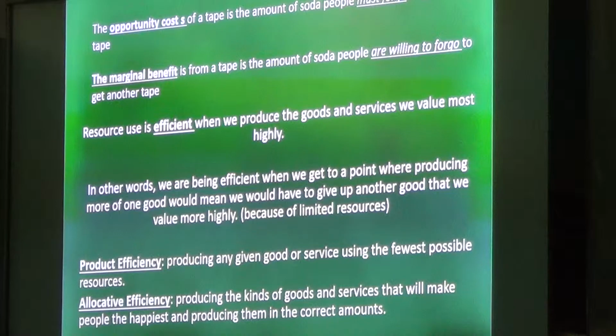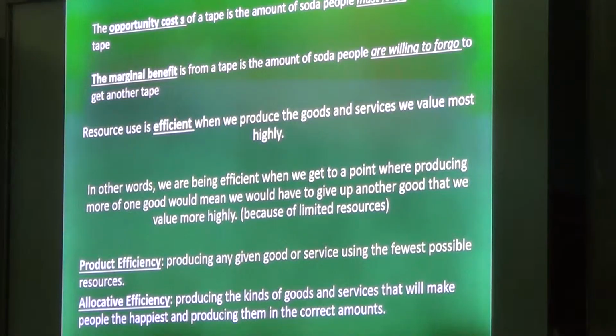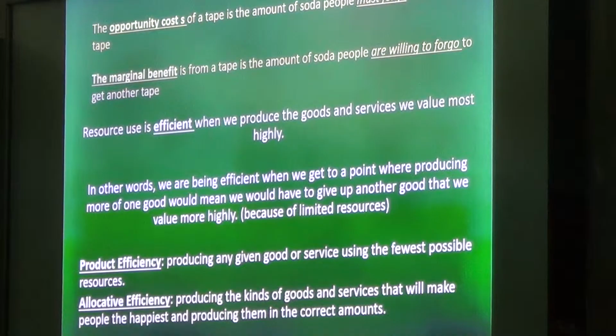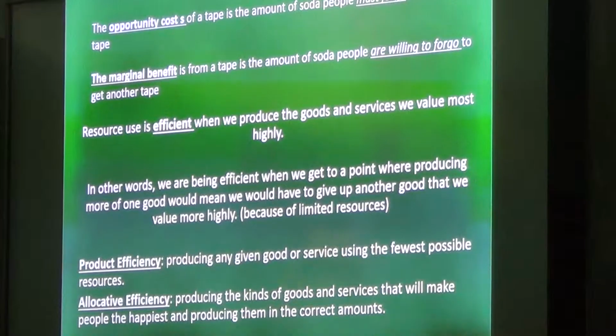So in that example, the marginal benefit is the tape because people are willing to forego the soda. Does that make more sense now? Yes. Okay. So yeah, the way they worded it in the book wasn't good, and then when I was typing it in here, I made some typos, so that didn't help either.